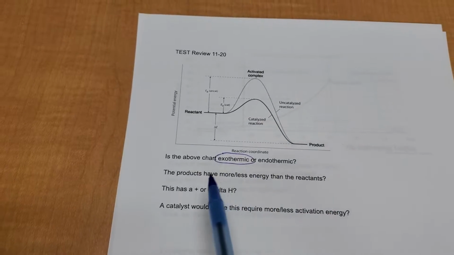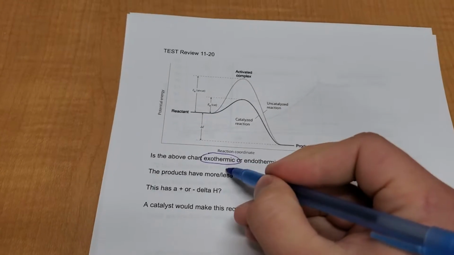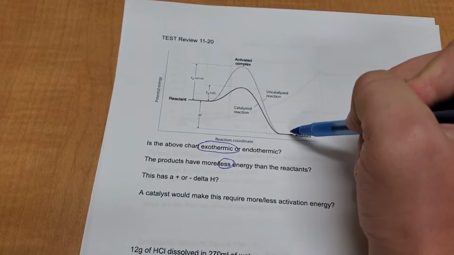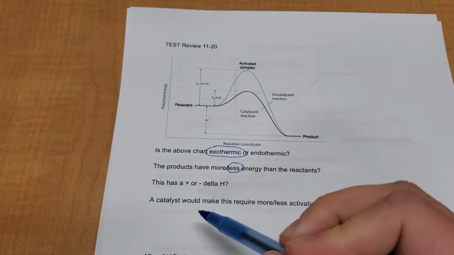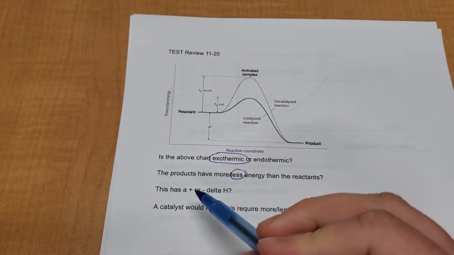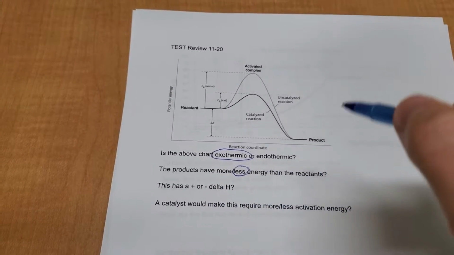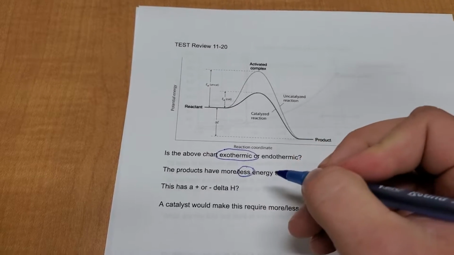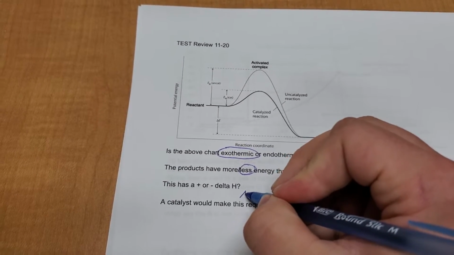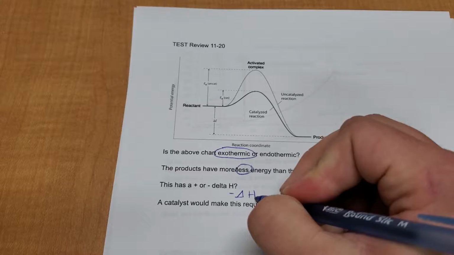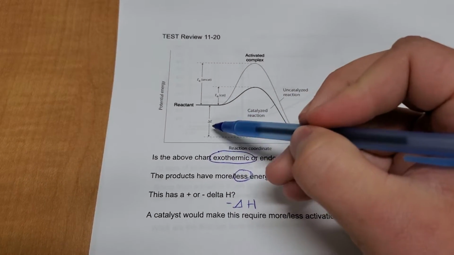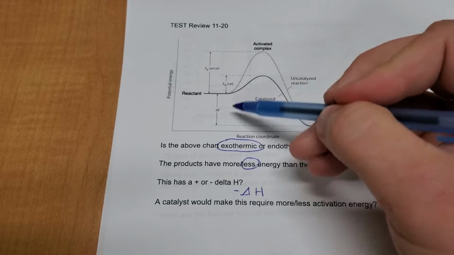Okay, we just talked about this. The product has less energy than the reactants, right? It's lower down. Right here, less. This means less energy. Is this a positive or negative delta H? Delta H is the change in energy, or change in heat really, so it will be a negative delta H because it is going down, right? This delta E is the same as the delta H right here.